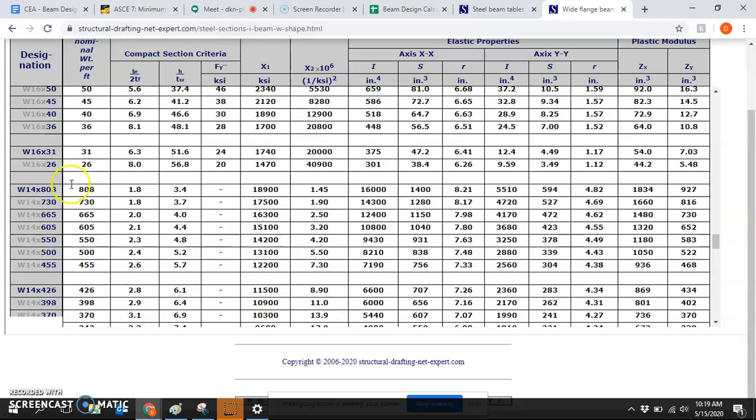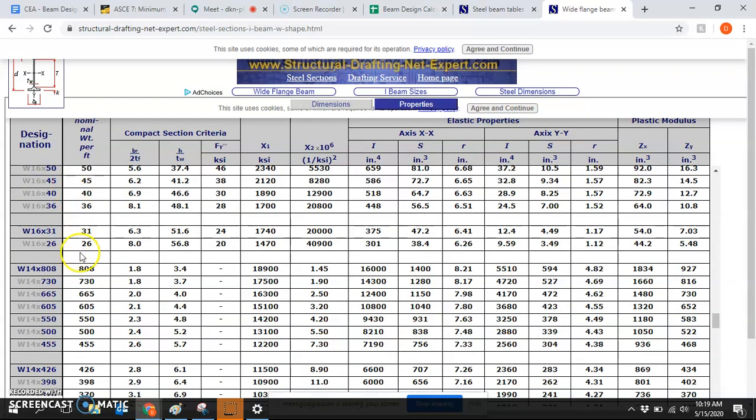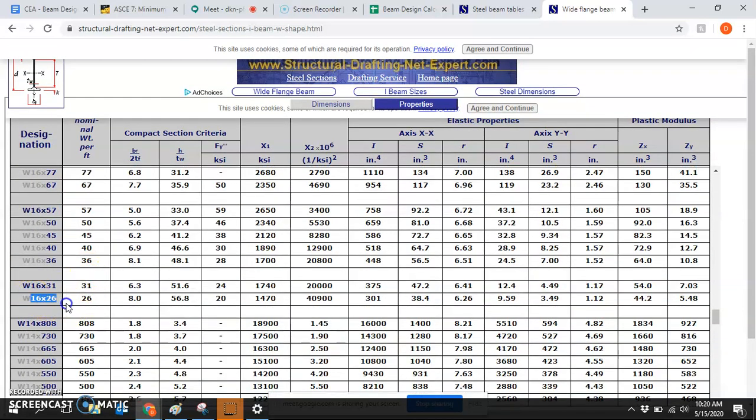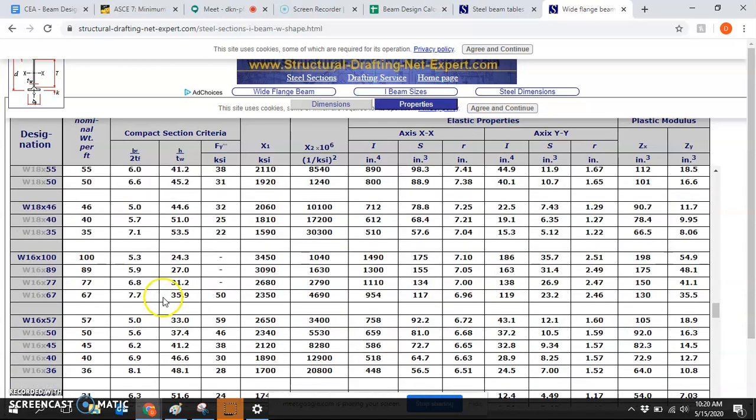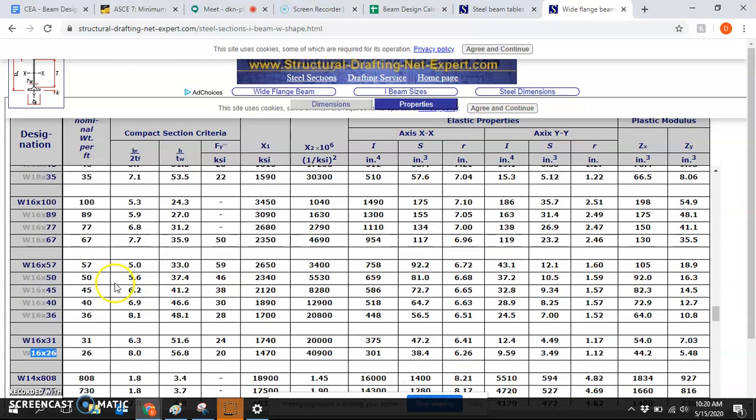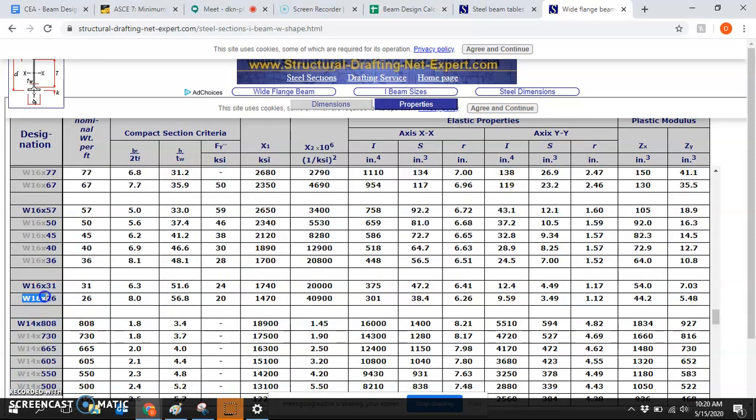We can look at the next one. I imagine that one, or sorry, 16x26, would be the lightest one because this is already the lightest of the W16. So the W18 is not going to have one that's lighter than that. Probably. Yeah, 18x35. All right, so we're choosing W16x26.